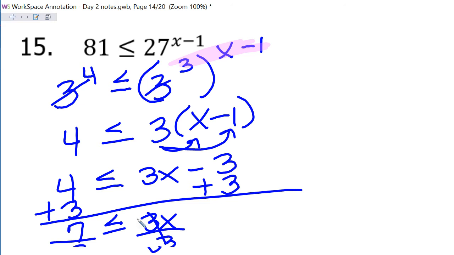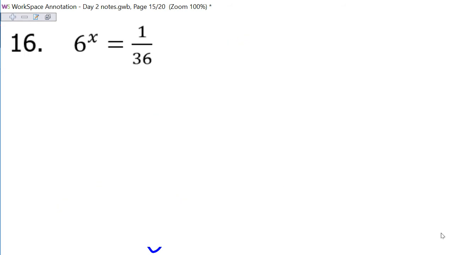Okay, number 16, we have 6 to the x equals 1 over 36. Now to solve these, we need to get a common base. So what do you think a common base would be between those? 6. So this one is 6 to the x. That one's good to go.